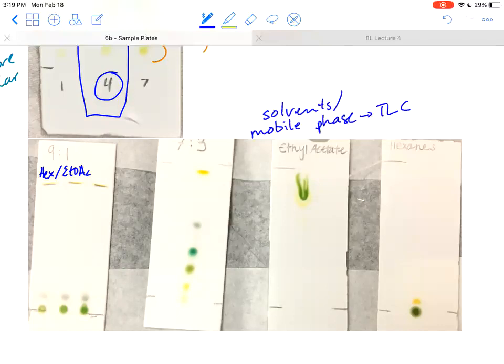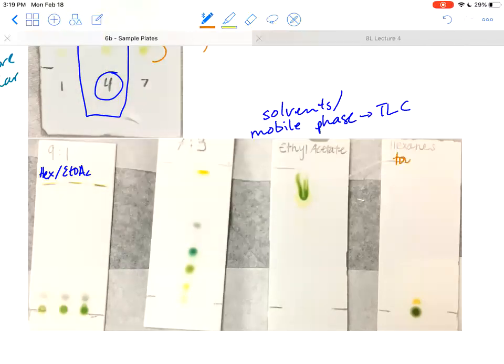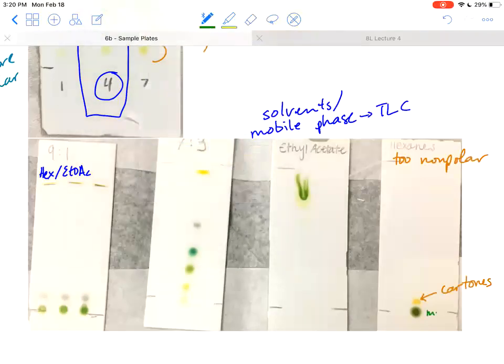Okay, we're going for not too nonpolar, as in the case of hexanes. In this case, we see that there is very little movement. Pretty much only the carotenes have moved here, and then down at the bottom, this is just everything else. This is just a big old mixture of pigments that all have a retention factor of 0. So if you're putting together your table, that's what you would report for that one big blob.